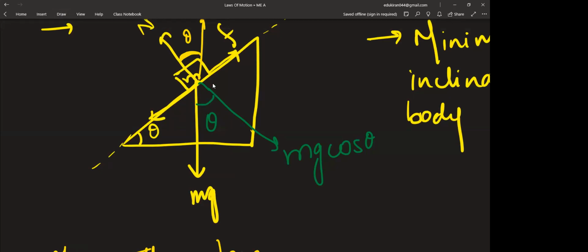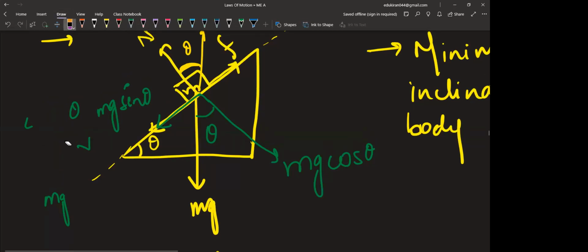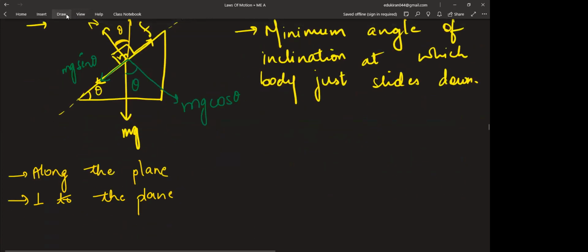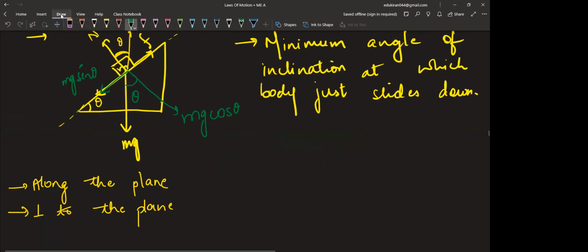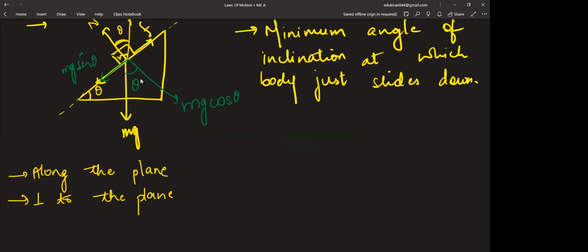So when you resolve the vectors, it's mg here with theta here, and two components will be there. This becomes mg cos theta, and the perpendicular one becomes mg sin theta. Mg cos theta and mg sin theta. Understood? This is how you have to resolve these two vectors: mg cos theta, mg sin theta.